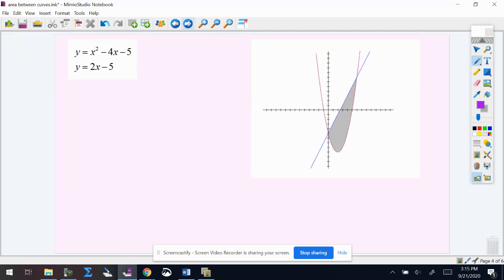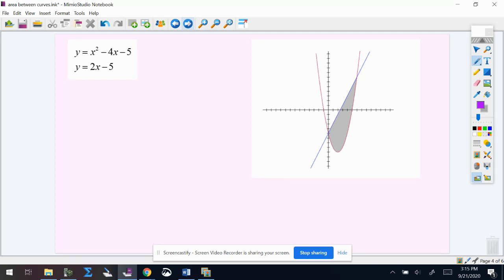Here's one where we have two functions. We have a parabola and a line. The parabola I drew in red, the x squared minus 4x minus 5. And then the line I drew in blue, the 2x minus 5. First thing we need to figure out is where this area starts and stops. Now, if you're allowed to use a calculator, you can use the calculator to find those intersections. Oftentimes with one like this, you can actually do it by hand.